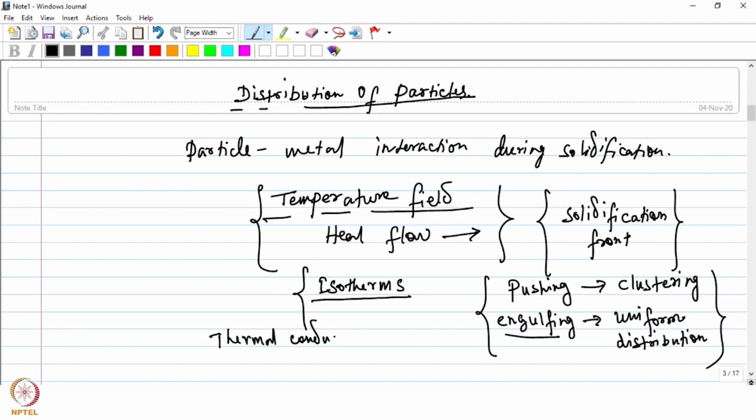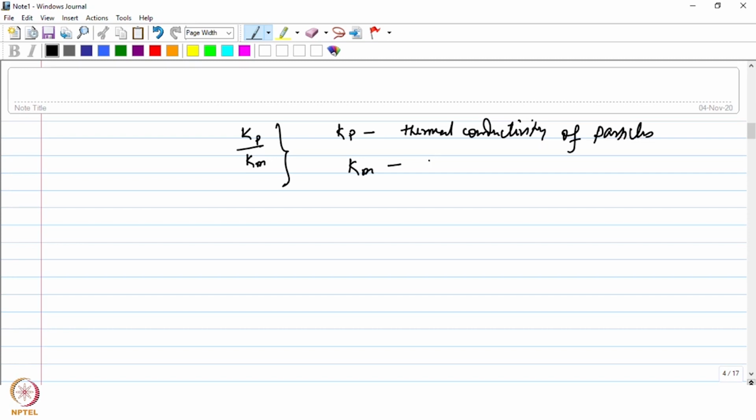Because here you have added a completely different material into the molten metal, and the thermal conductivity of that material, that reinforcement phase, is different from that of the metallic matrix, right? And therefore the temperature field will depend on the thermal conductivity of both of these materials. So you will have to actually look at the thermal conductivity ratio, Kp by Km, where Kp is the thermal conductivity of the particles, and Km is the thermal conductivity of the metal.